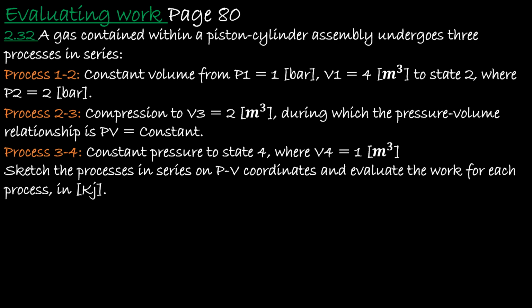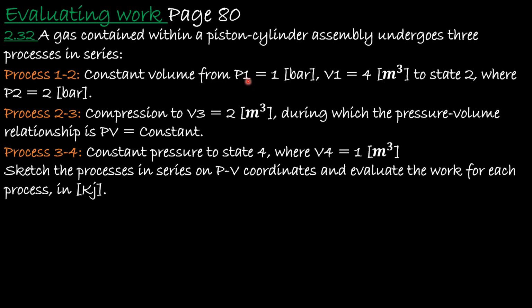Hi, in this problem 2.32, page 80, we will be dealing with evaluating work. In this problem we are told we have a gas contained within a piston cylinder assembly that undergoes three processes in series. The first process goes from state 1 to state 2, and this process is a constant volume process, meaning that the volume does not change.